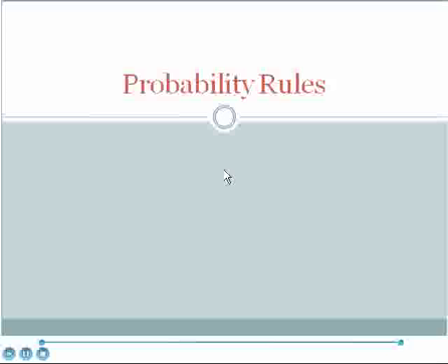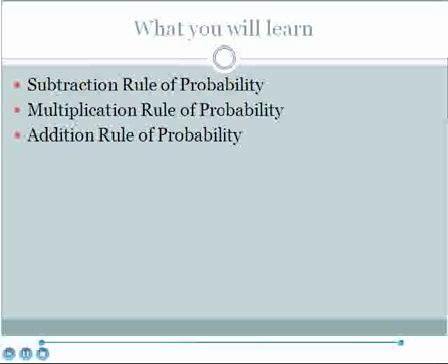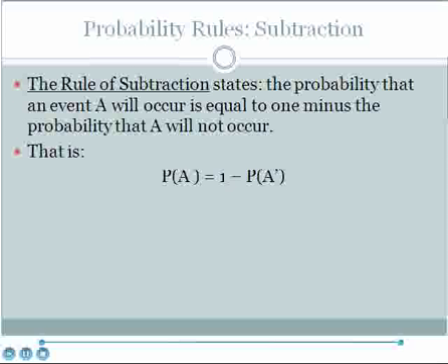The rule of subtraction states that the probability that an event A will occur is equal to 1 minus the probability that A will not occur, or 1 minus the complement of the probability of A. That is, P of A is equal to 1 minus the complement of P of A.